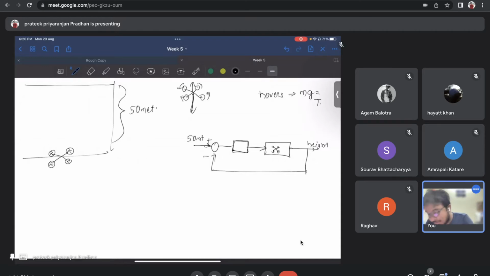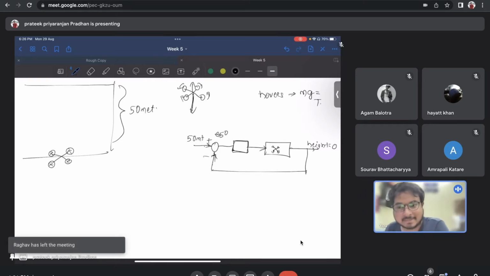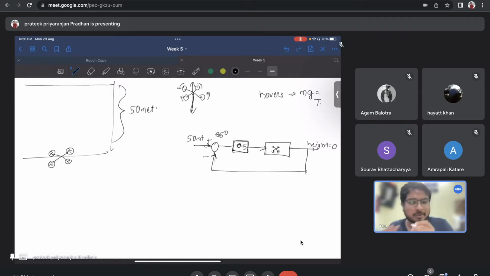When the initial height is 0, the error is 50 meters. Suppose I am applying a proportional controller with a kp value of 1 or maybe 0.5. Initially it will go up and up, and when it reaches 50 meters, just like in the previous situation, the error is suddenly 0. Then 0 times 0.5 is 0. That means my drone doesn't get any more control input.